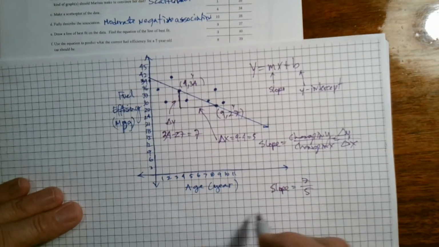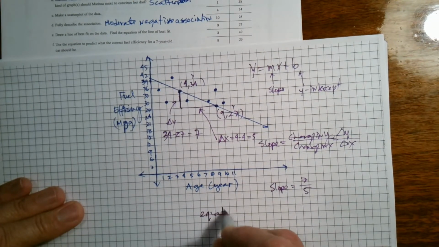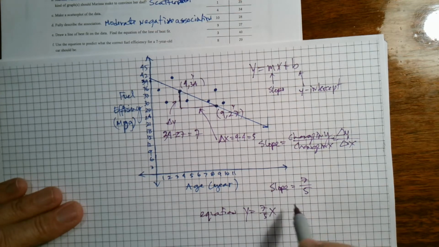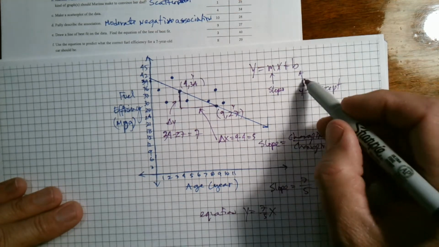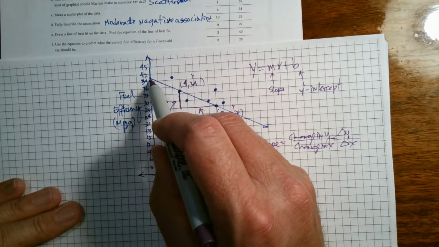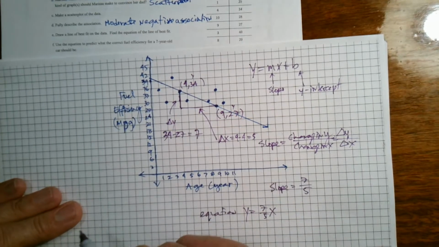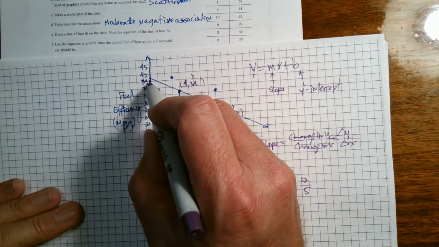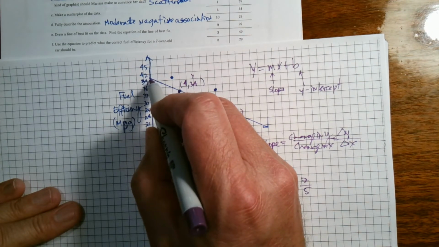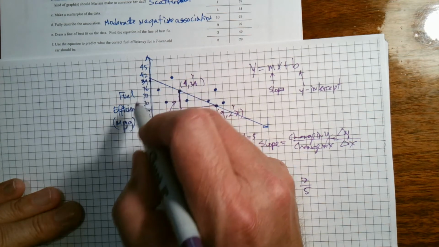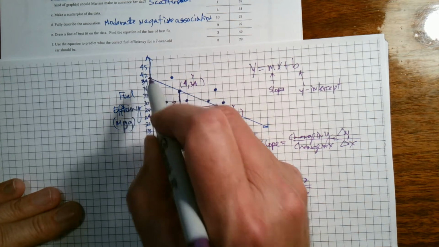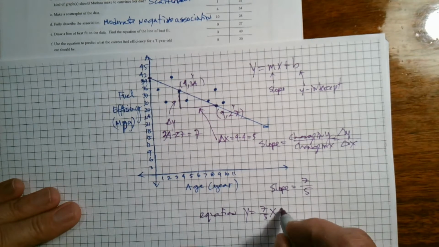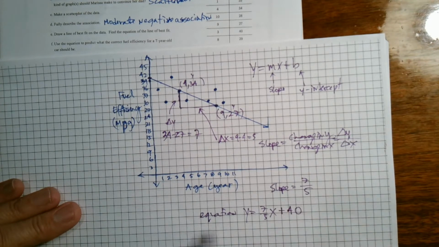So far I know my equation is going to be Y is equal to 7 over 5X. Now I've got to figure out my B. My B, remember, is Y-intercept. So because we're drawing this estimated line of best fit, you're going to just estimate where does that cross the y-axis. So there's 39, there's 42. You could say 40, maybe even 41. I'm going to go with 40 because it looks closer to the 39. So I'm going to say plus 40.